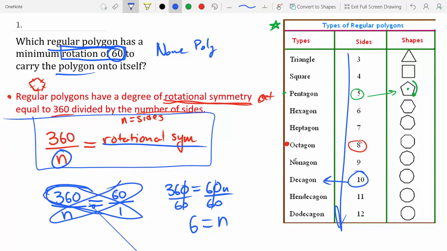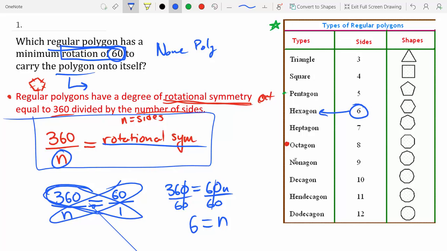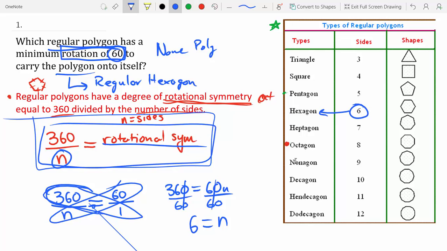Our polygon has exactly 6 sides. So that is what we call a hexagon. So the polygon that will carry itself onto itself with a 60-degree rotation is a regular hexagon. And to summarize, you could set up this equation and solve it because it will work for both types of problems. You'll see in a second.